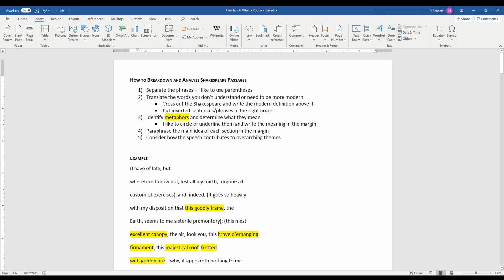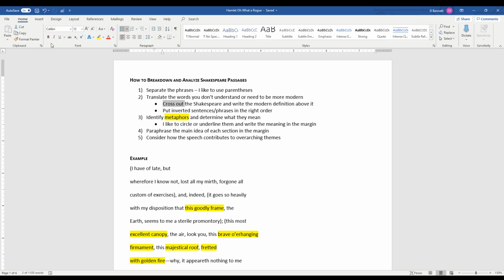And I recommend that you cross out the Shakespearean phrase, which you can do if you're using a Word document. There's a cross out feature that you can use. And write the modern definition above it, or you might have to write it out to the side. That's what I'm going to do here. It also helps to remember that there are a lot of inverted sentences, and so you might want to put those in the right order. That helps you to read it.